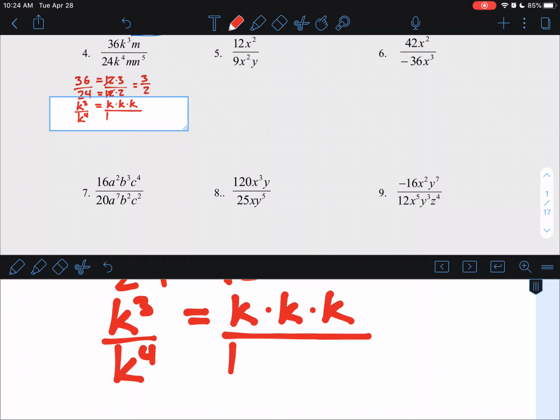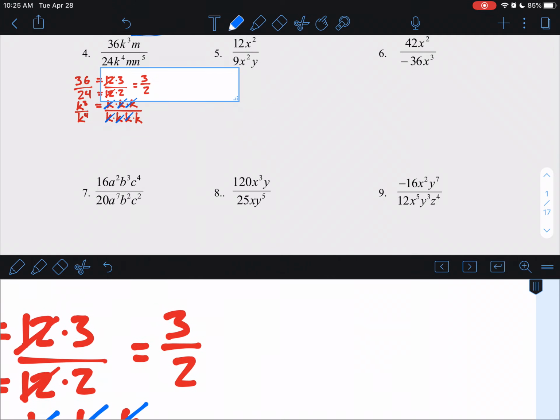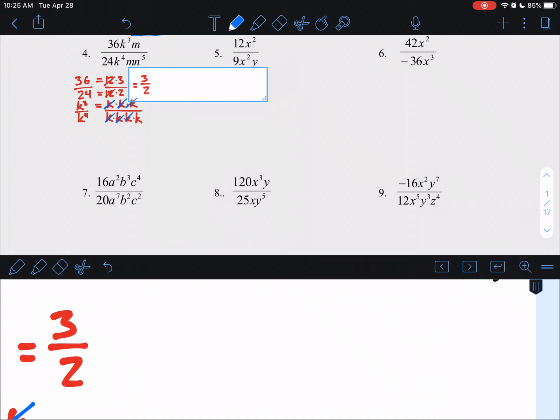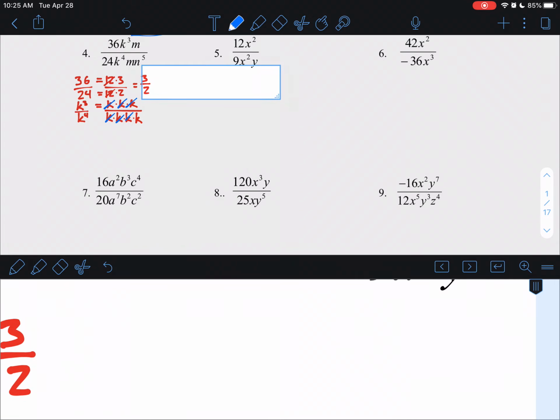And k to the fourth is k times k times k times k. And when I cancel things out, those two cancel out, those two cancel out, those two cancel out, and all I'm left with is the 1k in the denominator, which means my answer is going to have a k in the denominator. So let's see, I'll start to compile some things. I'll do it over here.